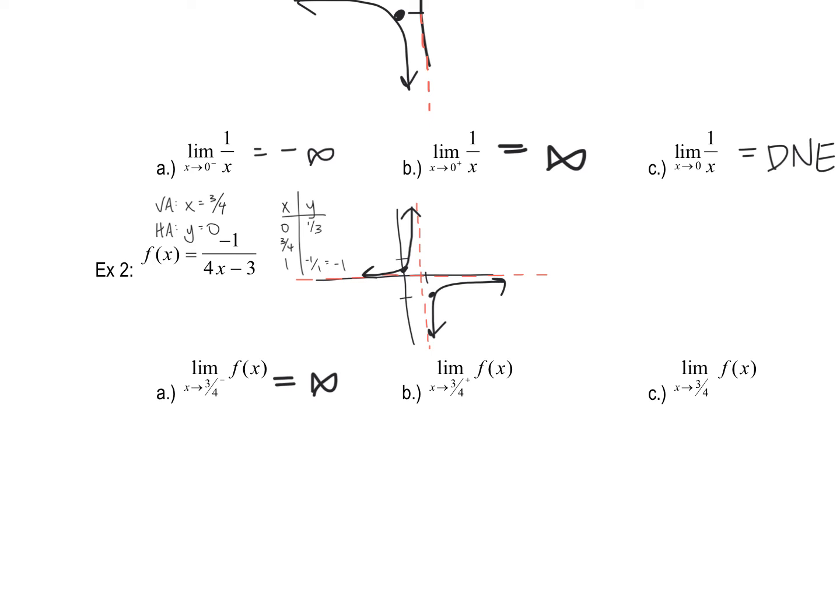It's infinity. As x approaches 3/4 from the right, I'm traveling from the right towards 3/4, and I end up going down forever. So that means negative infinity. And again, that means that as it approaches 3/4, the limit does not exist, because this is going up, this is going down, my hands do not meet. That means the limit does not exist.